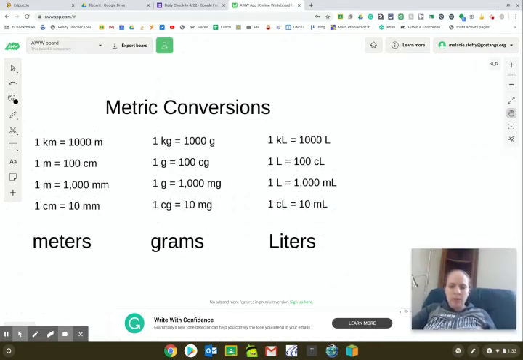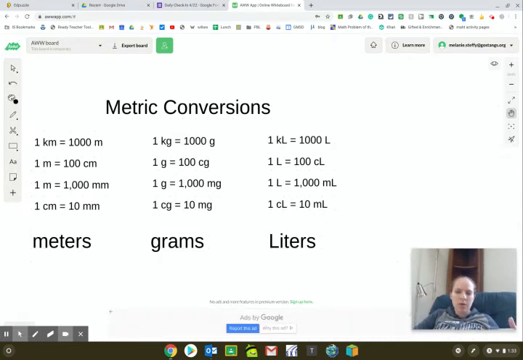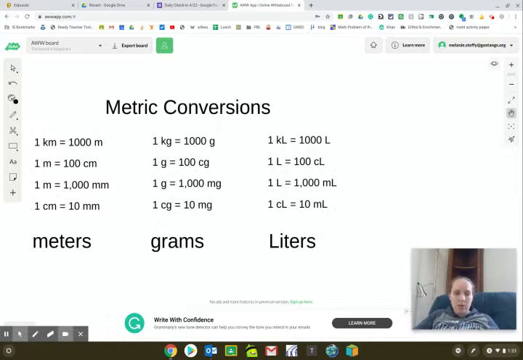Today, we're going to spend a little bit more time working with metric conversions and give you some hints to help you with converting between metric units. The one thing I want to point out to you is the metric system is a really nice system to work with conversions because it follows a base 10 system, which is very similar to our number system.